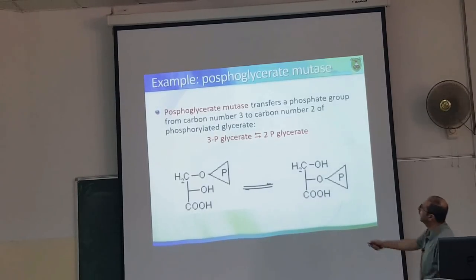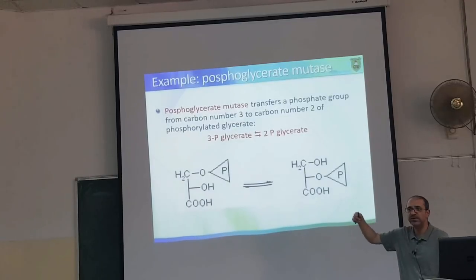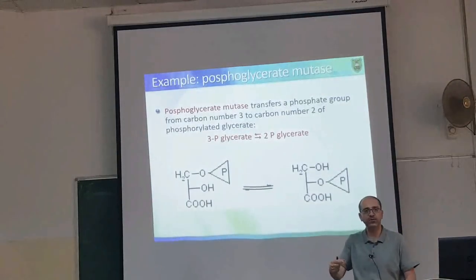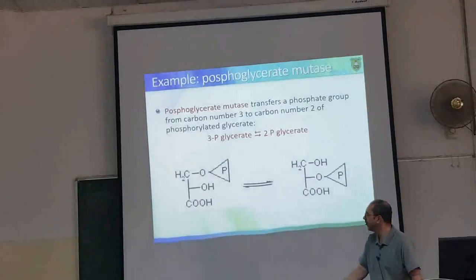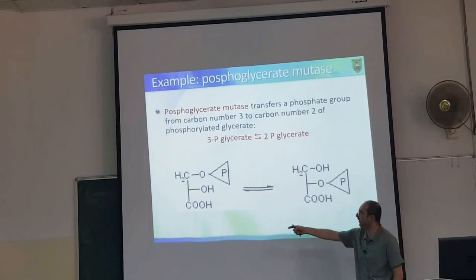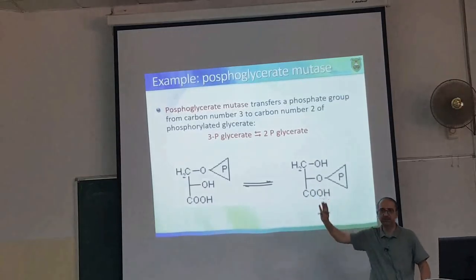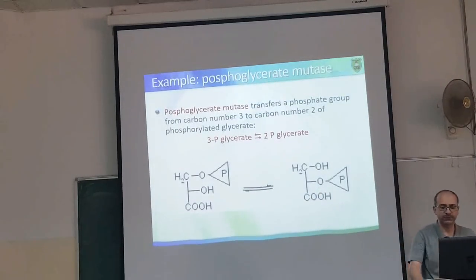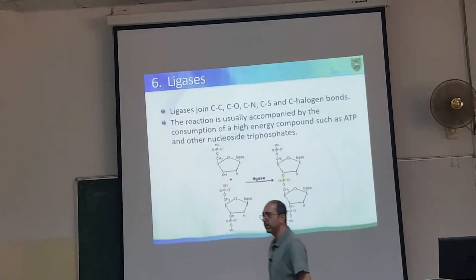So, this is an isomerase as well, phosphoglycerate mutase. Mutase يعني كلمة mutation. Mutation يعني change، طفرة بالنسبة للبرنت للبيولوجي. So what it does is it just takes phosphate from carbon number 3 and gives it to carbon number 2. That's it. فهذا isomerase. آخر واحد هو ligase.